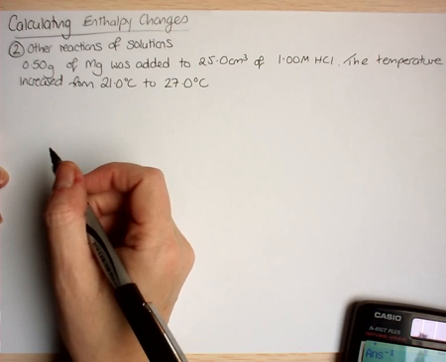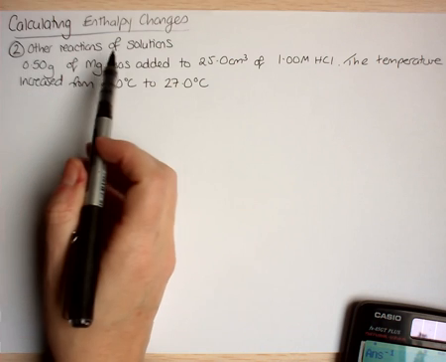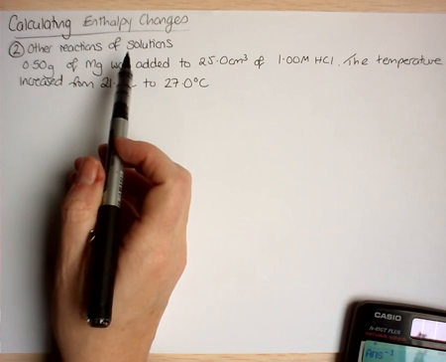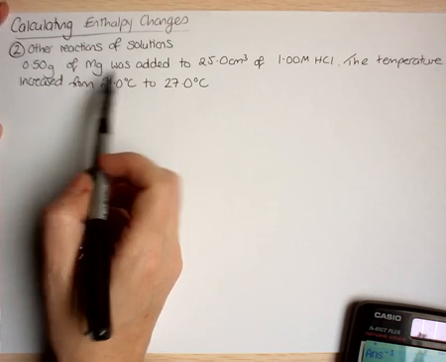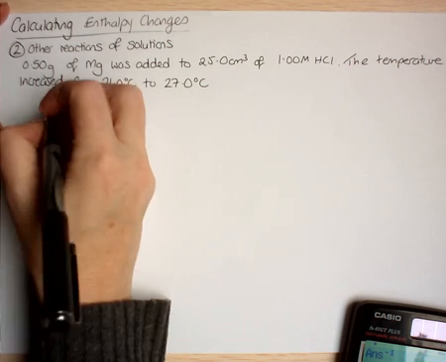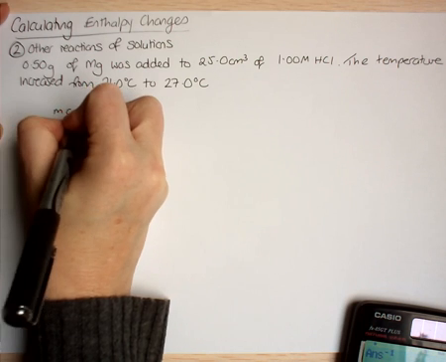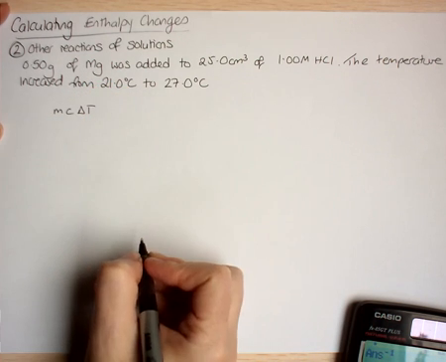This is another example of calculating the enthalpy changes. This time it's reactions that involve a solution. This could be a solid and a solution, or it could be two solutions together. So again, I use the equation MC delta T.